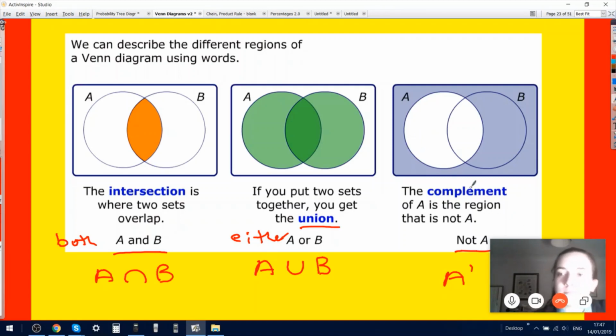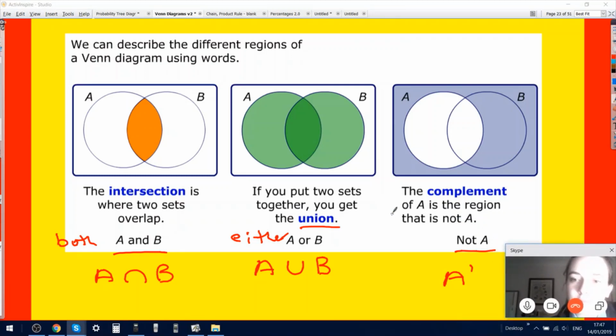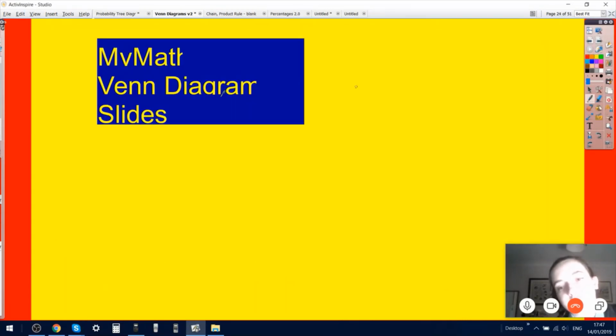This one, complement, this means not. So A dash means not A. If someone says you're dashing, they're giving you a compliment. I am not dashing. Not A. A dash, complement. Okay.